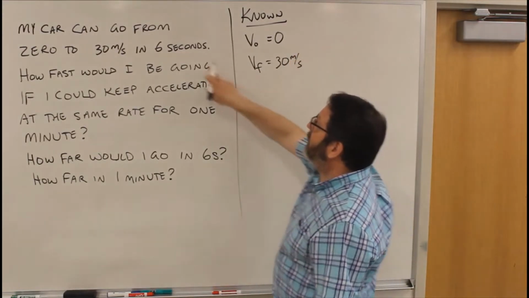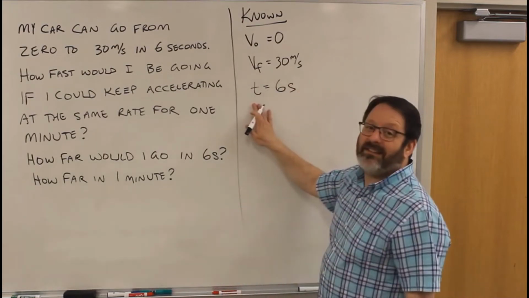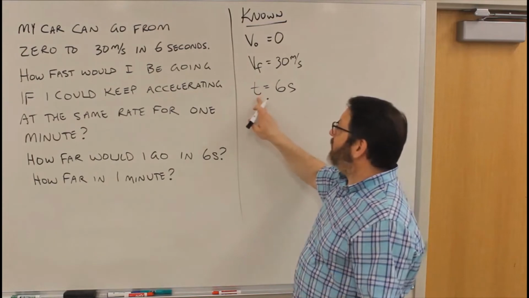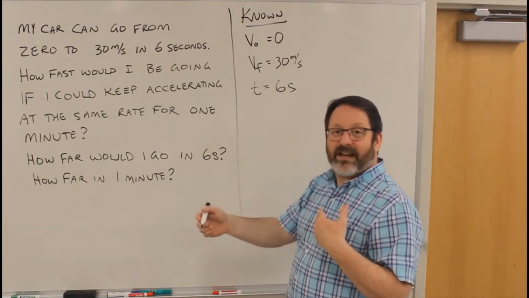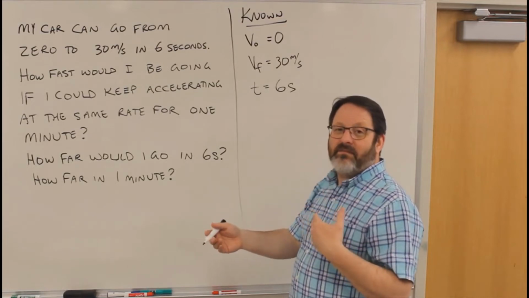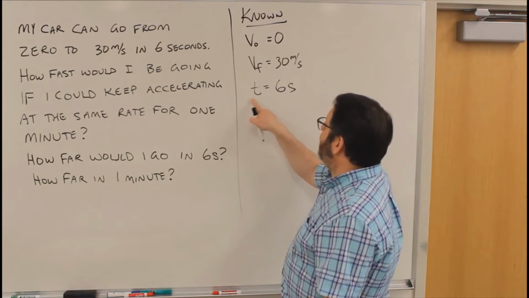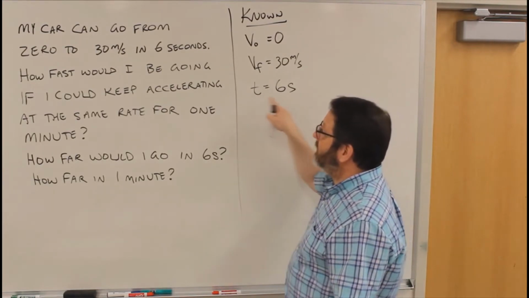And then, we have our time. T is 6 seconds. This can also be delta T in some of the equations. I'm going to call it T because delta T is the change in time. And if my initial time is 0, then final time minus 0 time is always just the time. So I'm going to call it T. It could also be delta T, is 6 seconds.